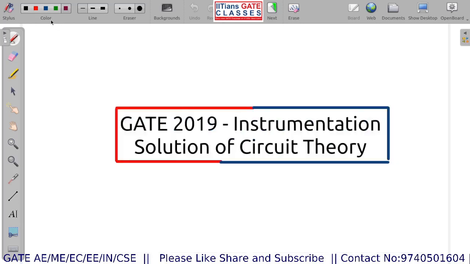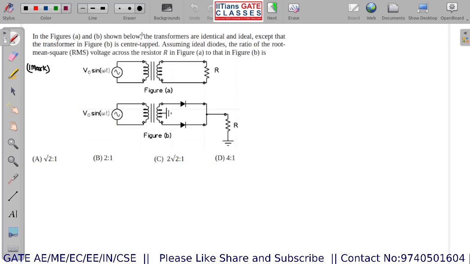So today's session we are going to see the GATE 2019 instrumentation solution of circuit theory. So let us then begin today's session.